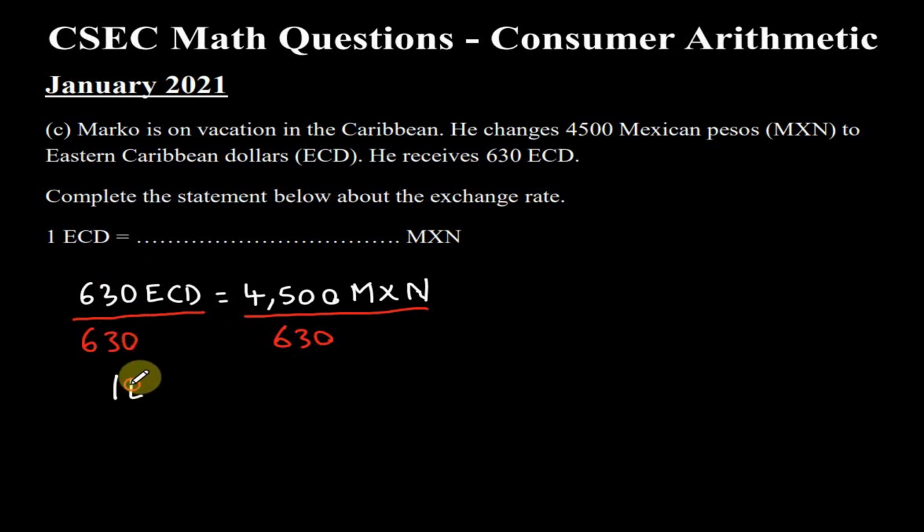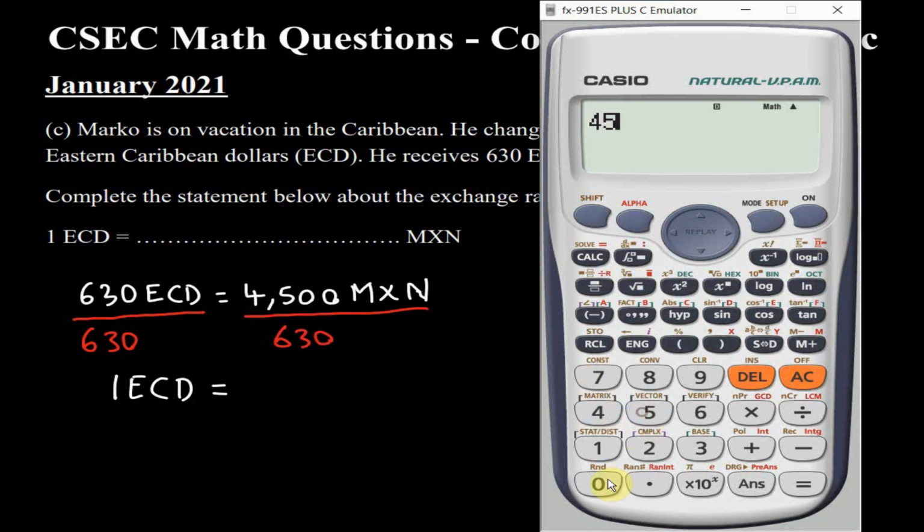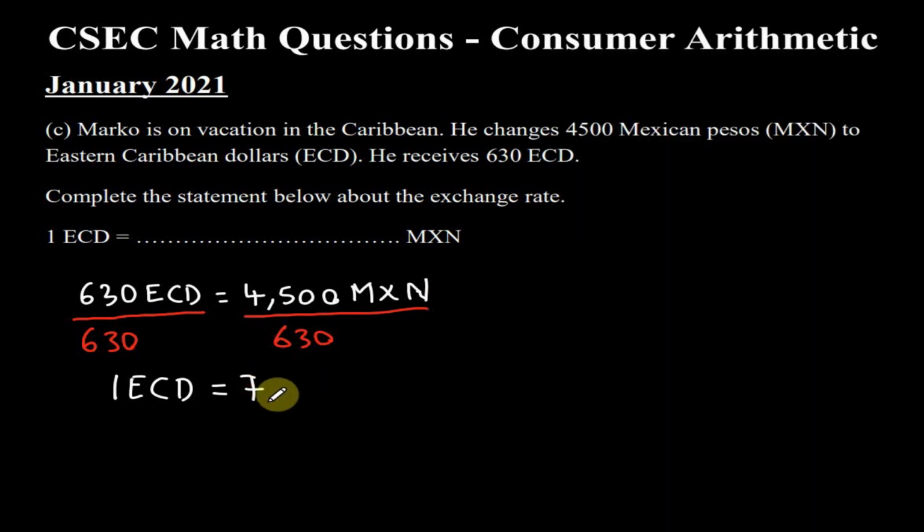So that's 1 Eastern Caribbean dollar is equal to, let's see the equivalent here. So it's 4,500 divided by 630, which is $7.14 in Mexican pesos. So it's $7.14 in Mexican pesos, right? So we can definitely finish that statement with $7.14. And that definitely would have been our answer right there.